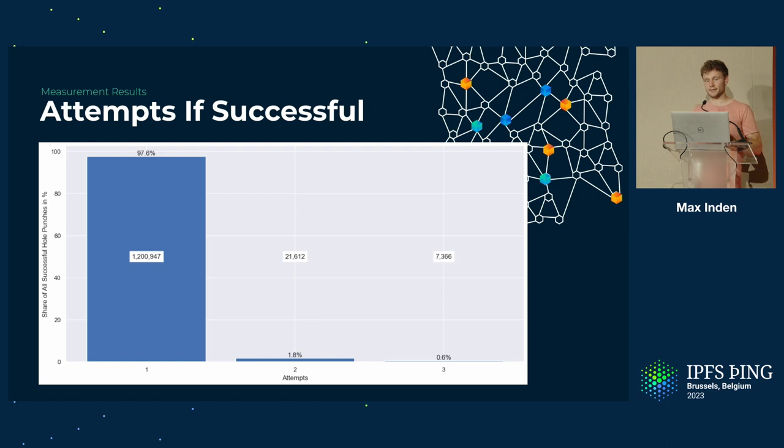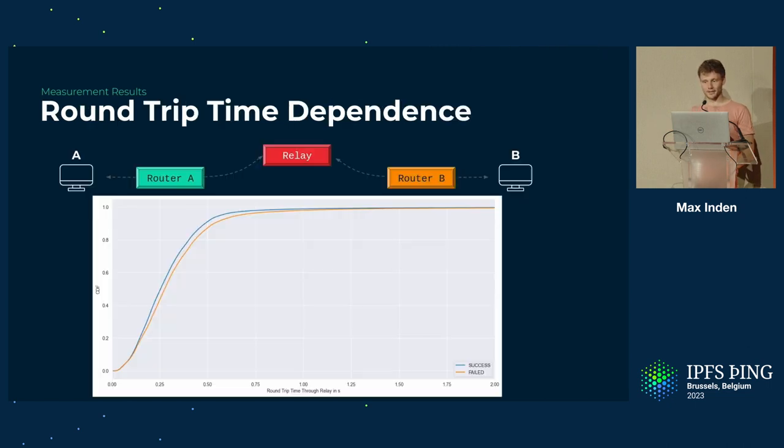Another takeaway is that in hole punching we don't try once, but multiple times. In total, we try three times to hole punch to a remote peer. The measurements pretty much show that if it didn't succeed on the first try, there's no reason to try again, but I'll add a little caveat in a bit. So that's definitely a learning, and we can skip the other two.